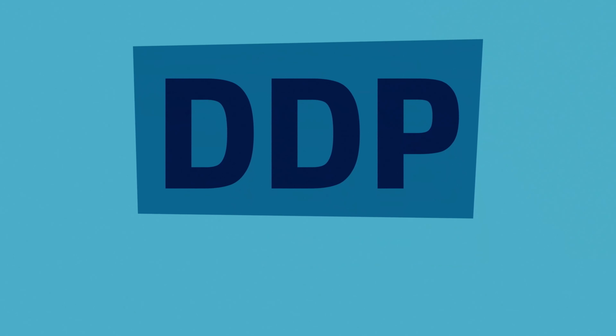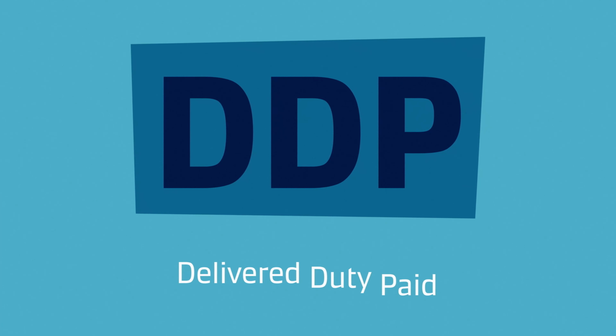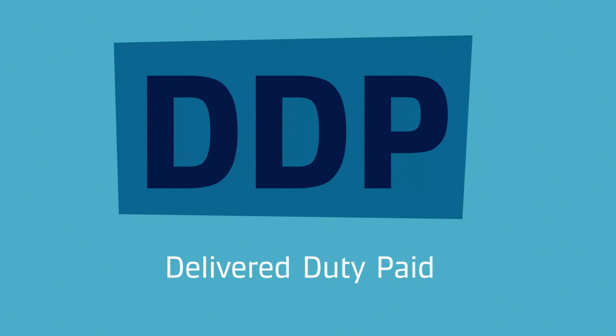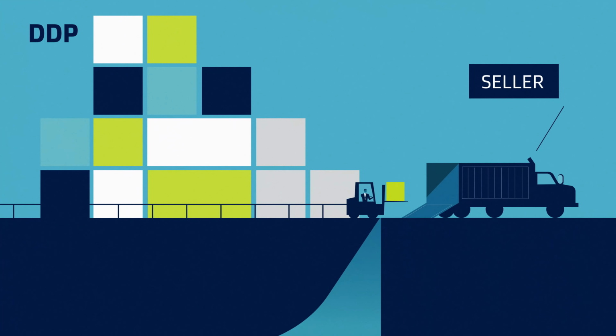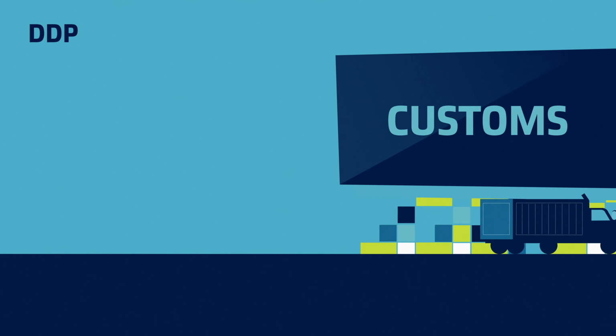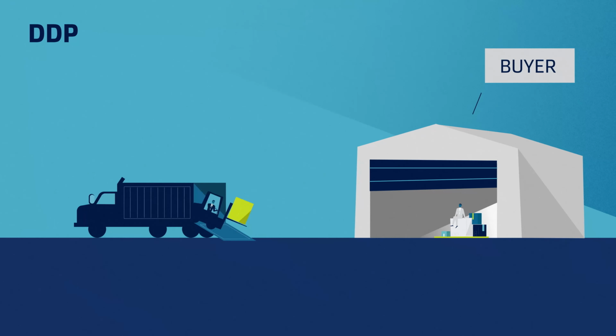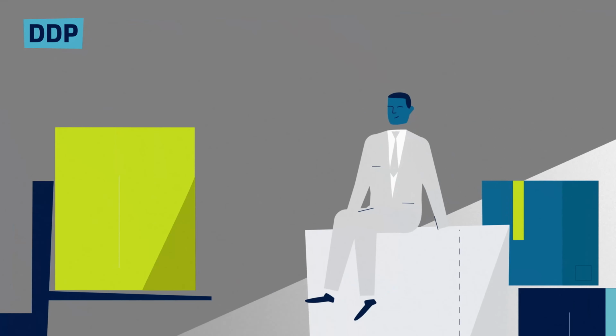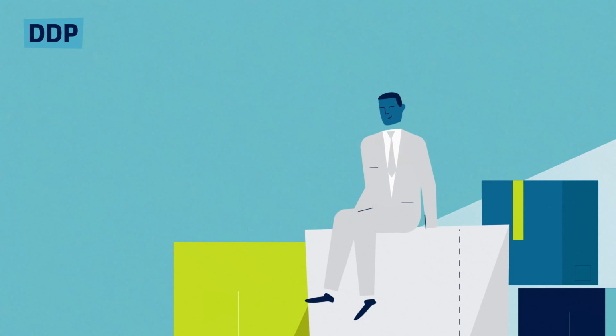Finally, there's DDP. It stands for Delivered Duty Paid and applies to all forms of transport. It means the seller is responsible for loading, shipping, and unloading all customs and duties, and delivering the goods to the buyer's destination. Helped make things clearer?